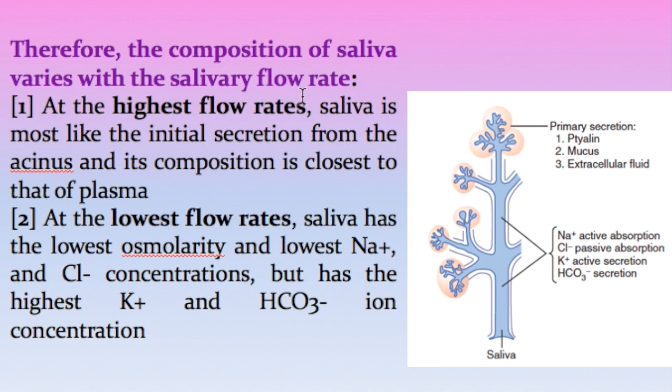At a higher flow rate, if the flow of salivary secretion is very high, there is no time for the active transport to occur, so the composition of saliva is like the initial saliva, which is plasma-like, isotonic secretion. But at a low flow rate, these active transports will occur, and the final saliva will have a low sodium and chloride ion concentration and a very high potassium and bicarbonate ion concentration.